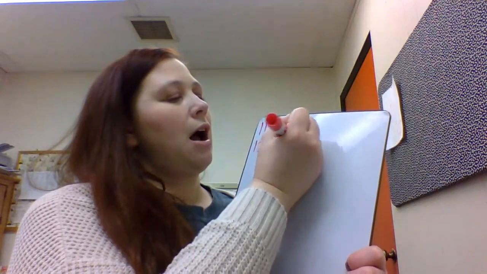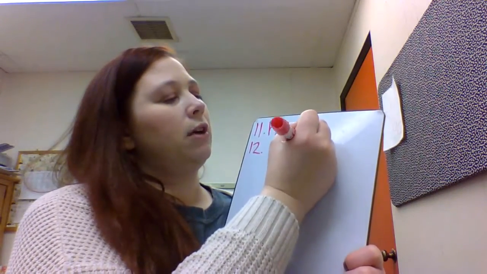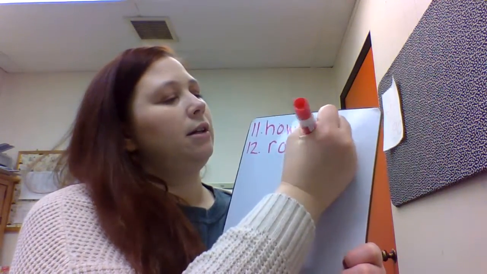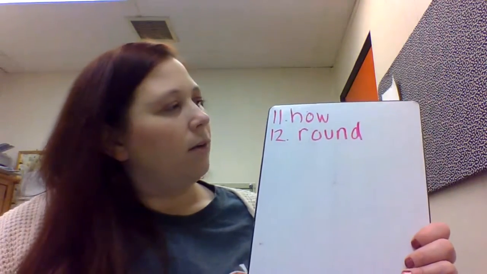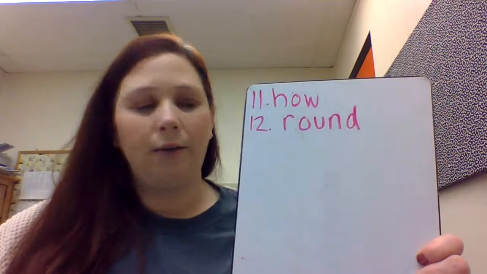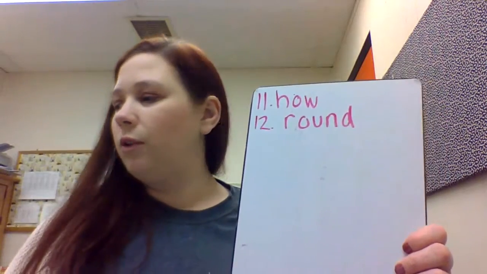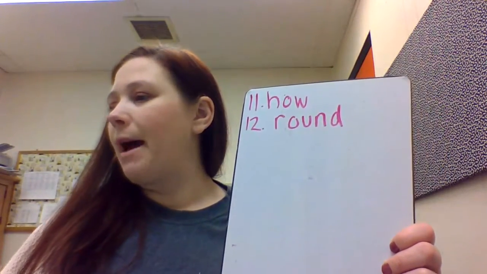Number 12 is round. Our ow sound is in the middle, so it's that OU. D. All right, make sure you have those two written down, and then we're going to move on to this new pattern.